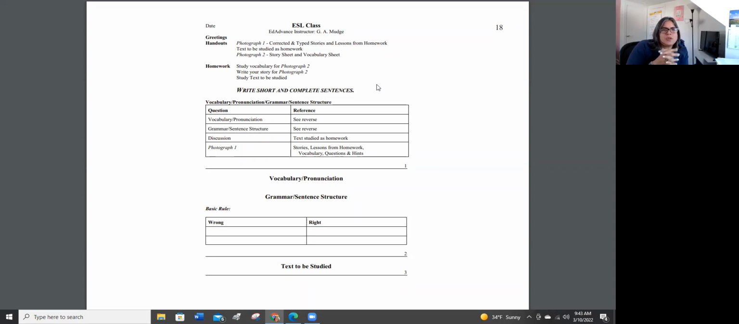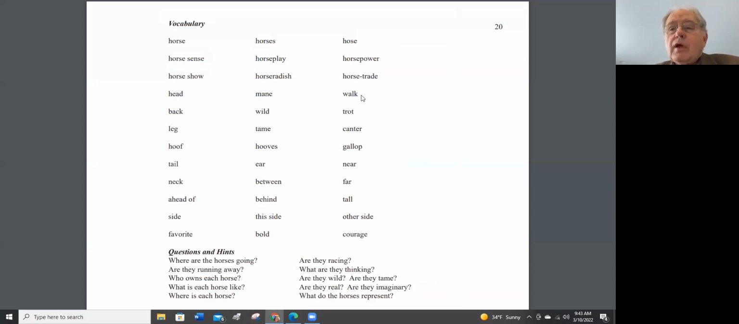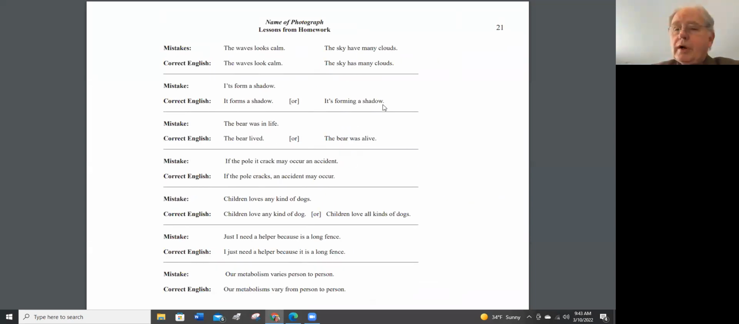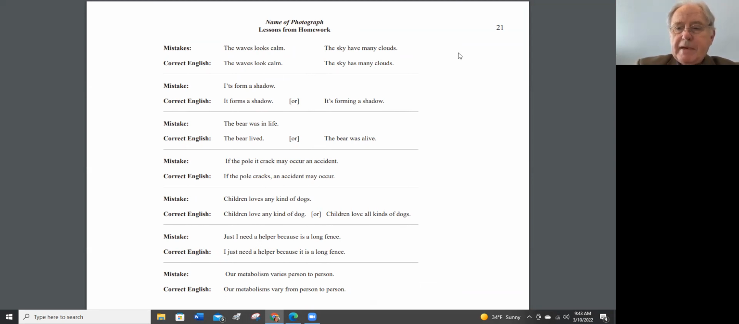For the grammar lessons, do you just hand out the lessons from homework sheets, or do you go into more in-depth grammar explanations? I try and develop, obviously if something comes up in the homework, that becomes a basis for a grammar lesson. So I focus on lessons from homework in the grammar lessons sometimes. But I also think it's very important to focus on basic grammar. So it's not limited to their mistakes.